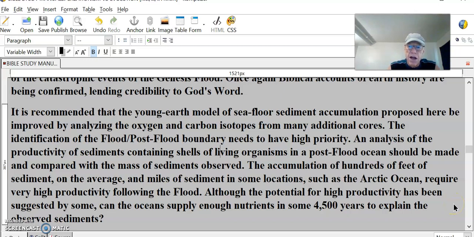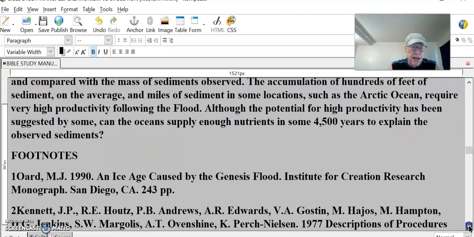The accumulation of hundreds of feet of sediment on the average and miles of sediment in some locations, such as the Arctic Ocean. Sediments, Arctic Ocean, where did that come from? Worldwide flood, require very high productivity following the flood. Although the potential for high productivity has been suggested by some, can the ocean supply enough nutrients in some 4,500 years to explain observed sediments? Good question. Let's see.